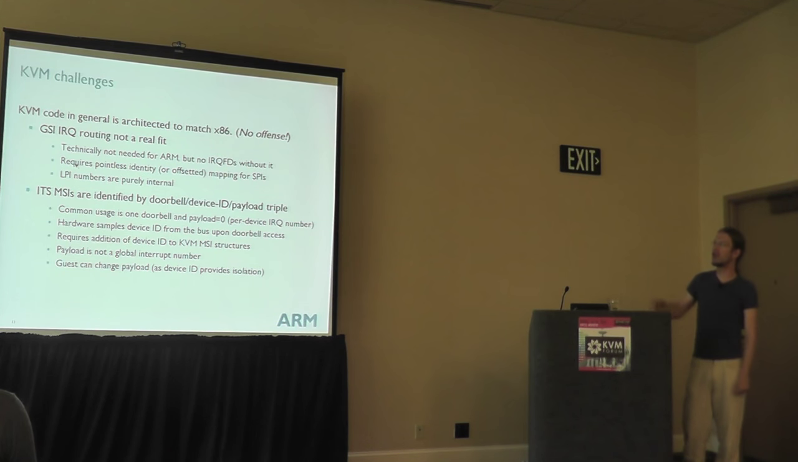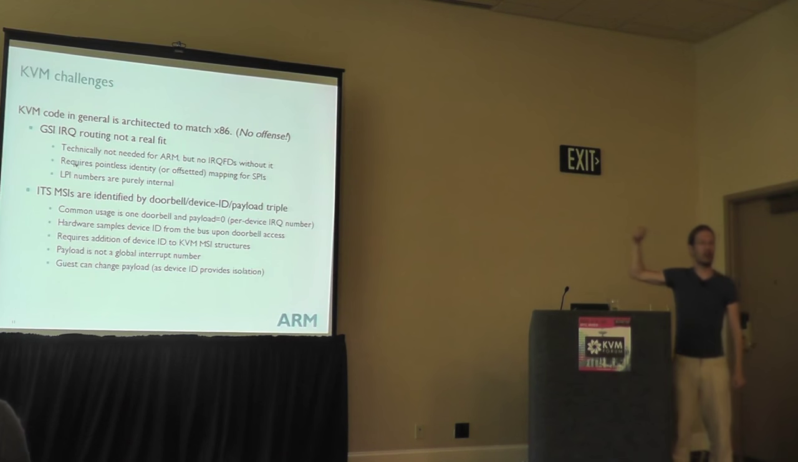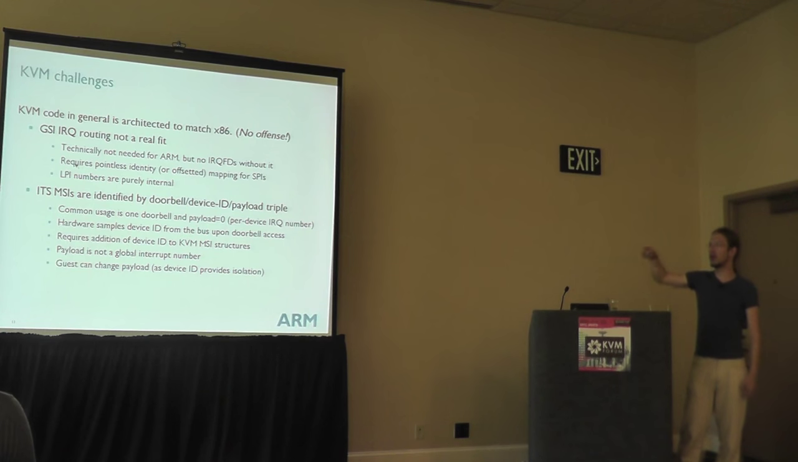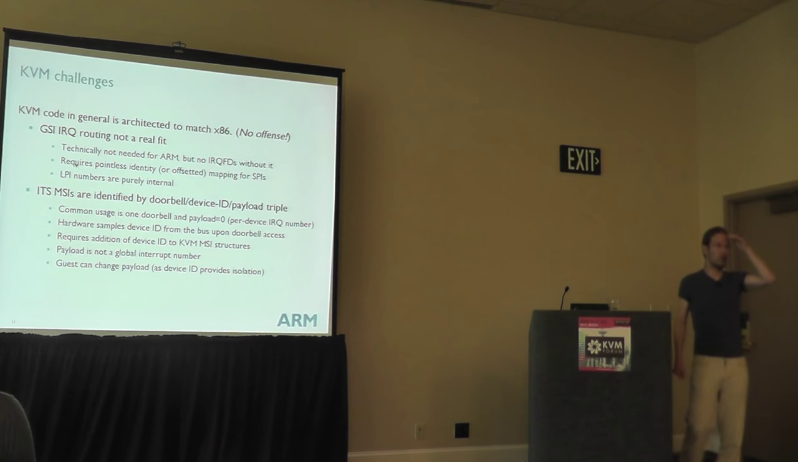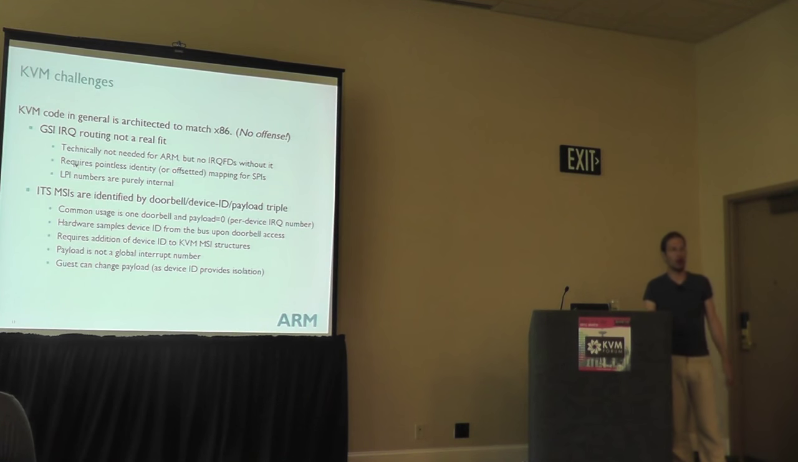But to go with this, we have to introduce a device ID into all the structures KVM has and deals with MSIs, which is something we discussed on the list for a while, how to do it the best way around, and I think we have reached a conclusion now how to do this the best. Yeah. And the payload, usually on x86, I think the payload is the global interrupt number. That's not the case here, it's just zero most of the time, so we cannot use this.